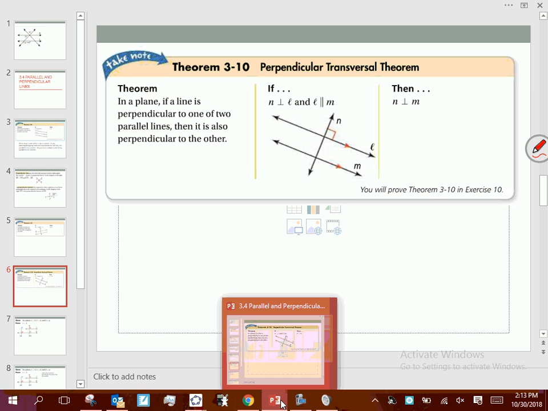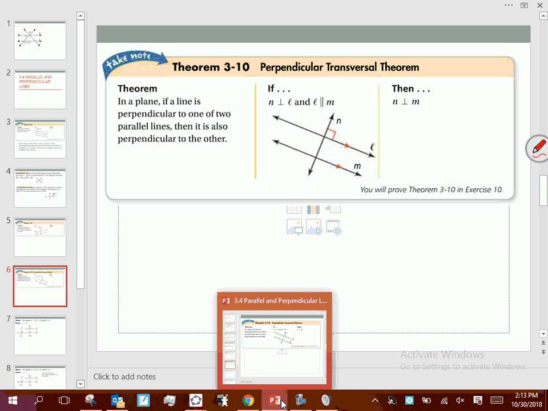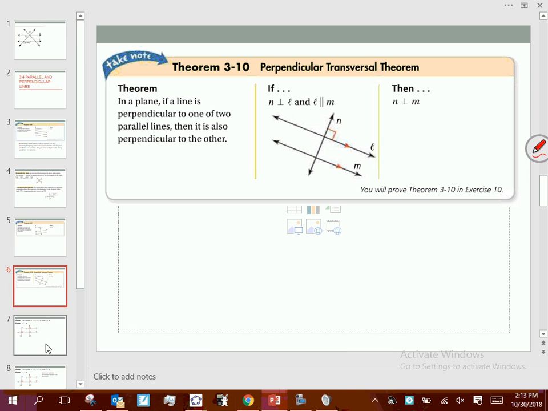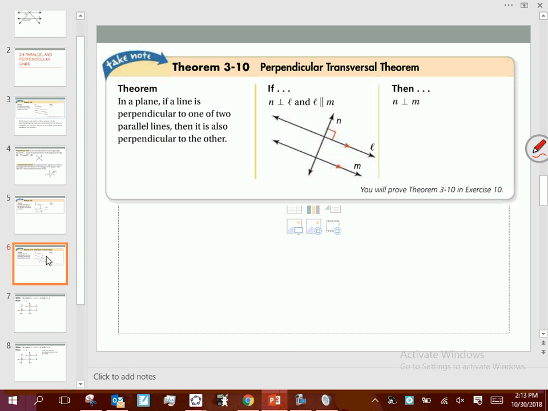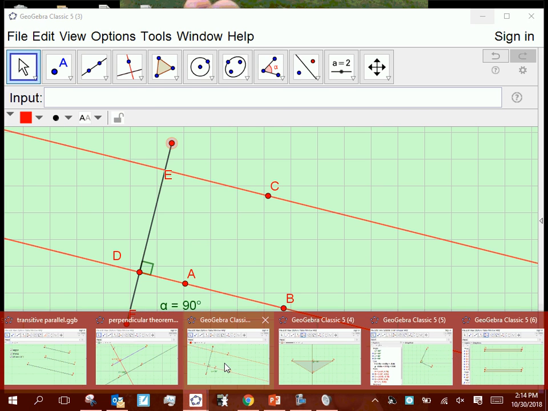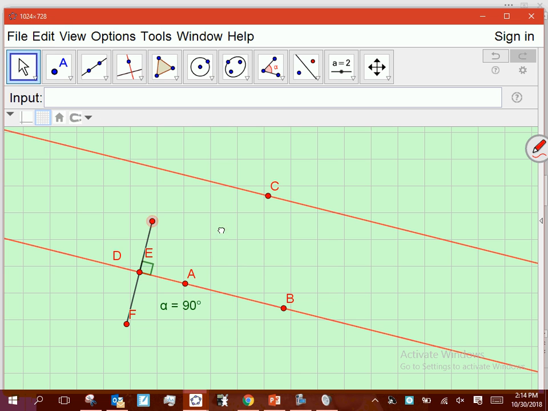Let's go to the next one. Okay, so this is the last theorem. It says, in a plane, if a line is perpendicular to one of two parallel lines, it's perpendicular to both. I'll go back and let you write that down, but it's this idea. Those two red lines are parallel, is that okay with everybody? Guaranteed those are parallel. I'm starting off with that as my if statement.